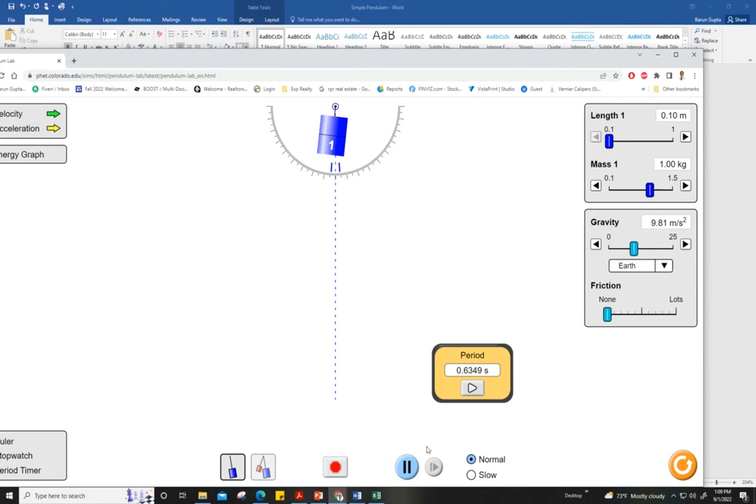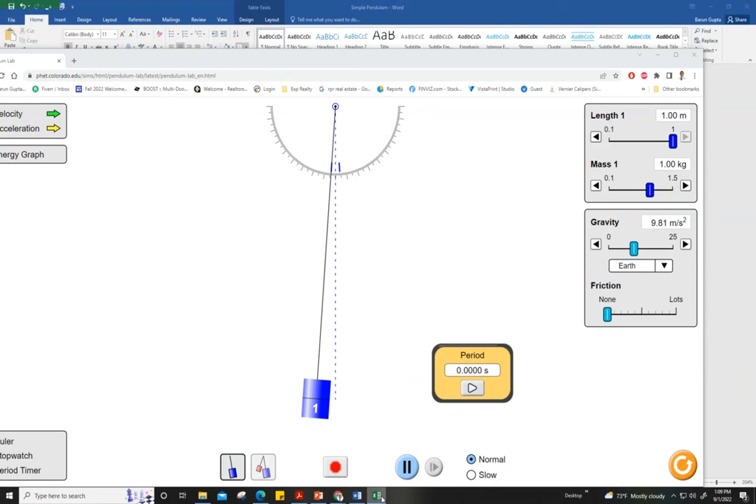Now, once you have this value, go to the 0.2 meter. Simply change it to 0.2 meter and hit this period button. It measures again, in this case 0.89, and you have to keep doing this until you get to 1 meter. I have already done those things here.